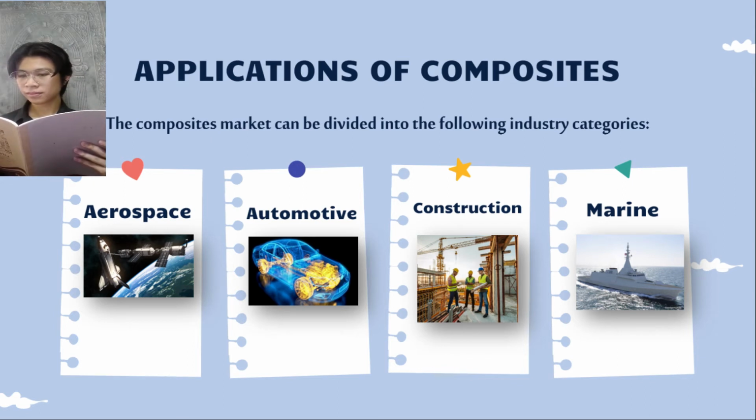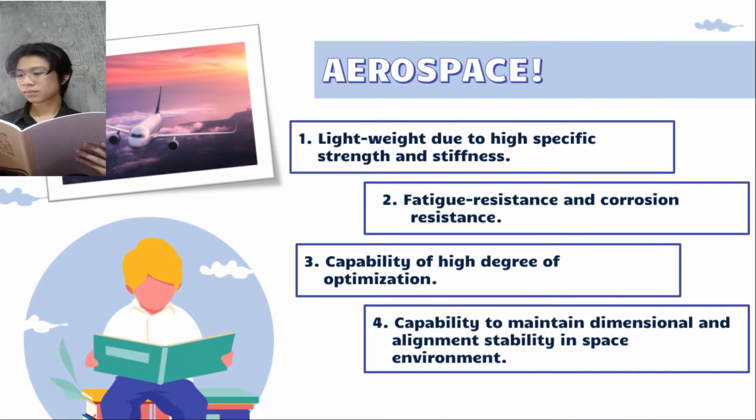automotive, construction, and marine. In aerospace, the composites application offers several of these features, which are: number 1, it is lightweight due to the high specific strength and stiffness. Number 2, fatigue resistant and corrosion resistant. Number 3, the capability of high degree of optimization, tailoring the directional strength and stiffness. And number 4, the capability to maintain dimensional and alignment stability in space environment.